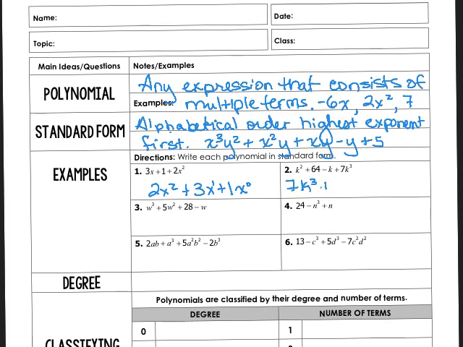7k to the third plus k squared minus k plus 64. So you can go ahead and do the rest of these on your own. Go ahead and pause the video and complete this section.